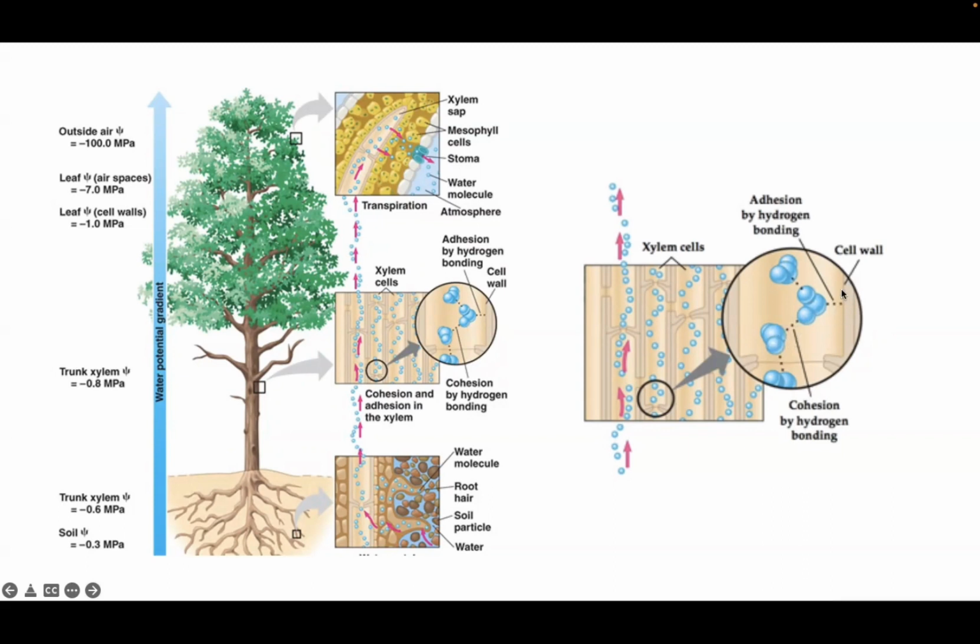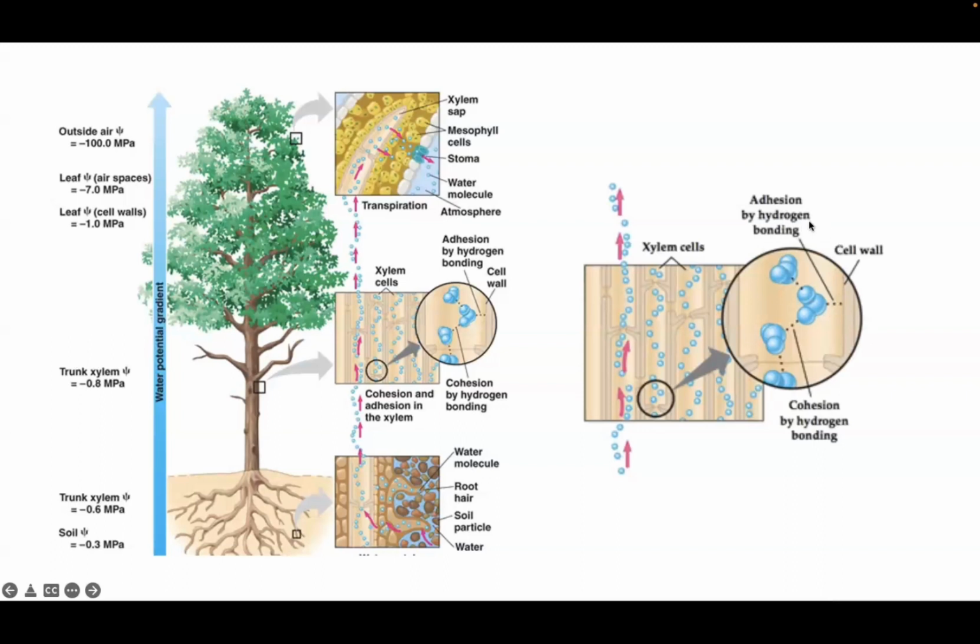So adhesion is actually a bonding created between a water molecule and a different substance, which is in this case the cell wall, and cohesion is the bonding between two water molecules. So this bonding, cohesion, actually contributes to water molecules being drawn together, and adhesion contributes to water molecules making an interaction with different substances.